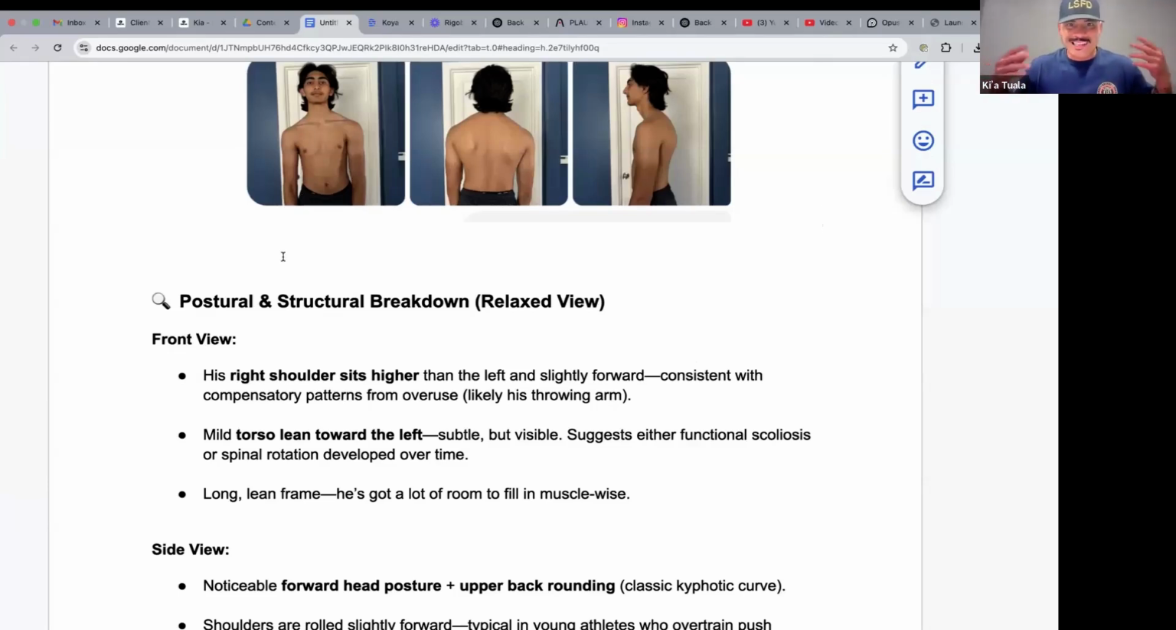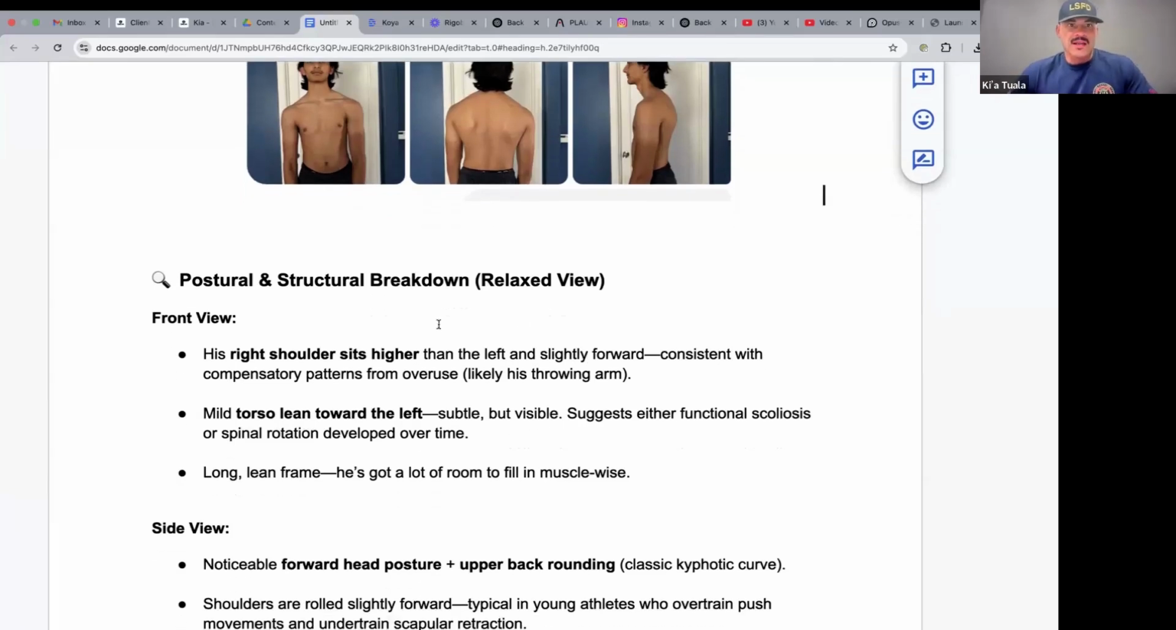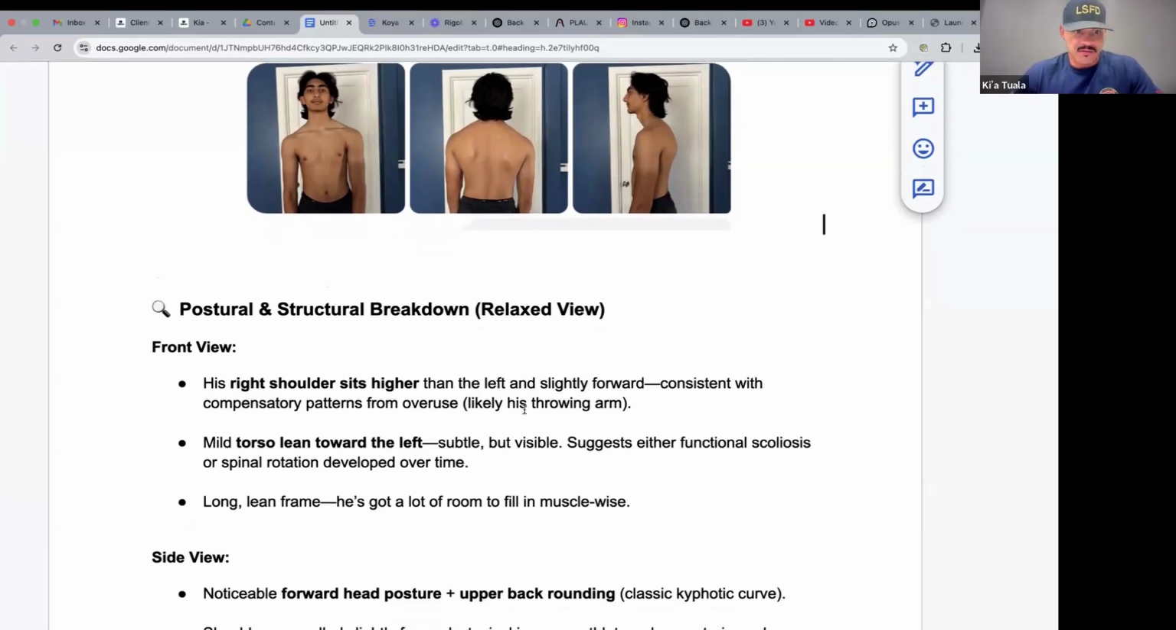He's got a long, lean frame. He's got a lot of room to fill in muscle-wise, given his genetics. And your husband's a tall, large man. And so, you know, at 6'6", this young man is, I think you said he's 5'10" or 6 foot. He's got some growing to do, but with this taller frame, he's got plenty of space to fill out, which is good.